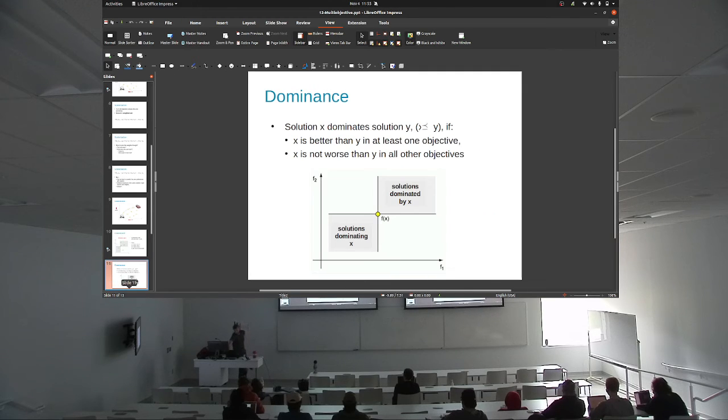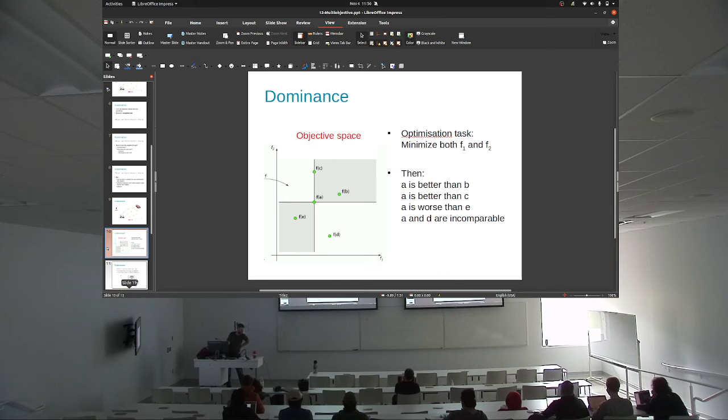So the words we would use: solution X dominates solution Y if X is better than Y in at least one objective and X is not worse than Y in all other objectives. This is a fancy way of trying to say what we just looked at here intuitively, okay? Basically, it's talking about the boundary case. The boundary case being A and C, right? A is still dominating C because it beats C in at least one metric. And in the other metric, it's tied, so it doesn't beat it.